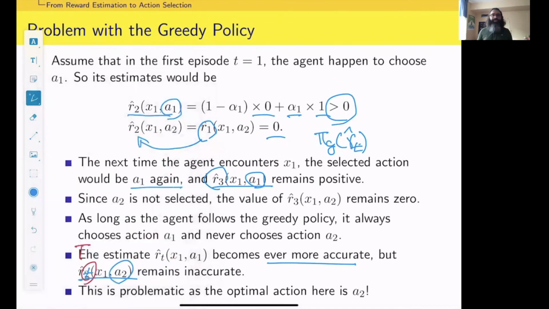This is problematic because the optimal action is actually action A2. But just by chance, because we started from choosing action A1, the greedy policy kept choosing that action instead of the right action. Okay, is this clear? So what can we do now? How can we address this issue? Just give as many solutions as you can think of.